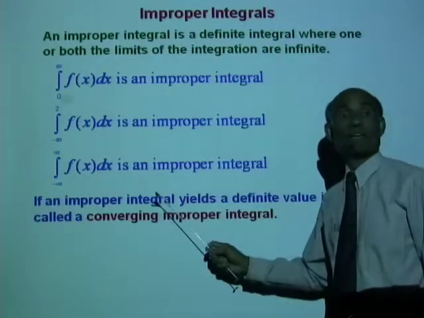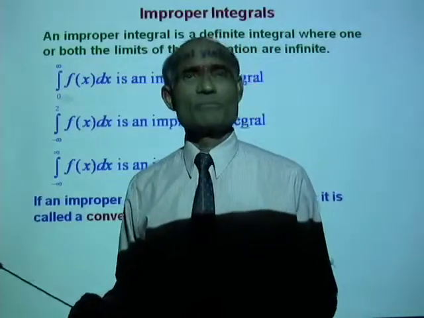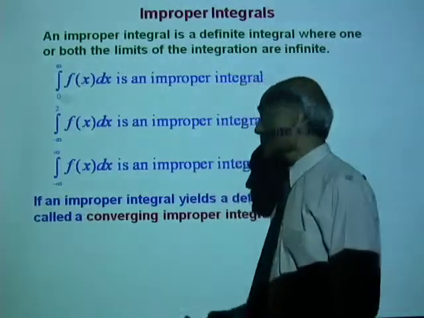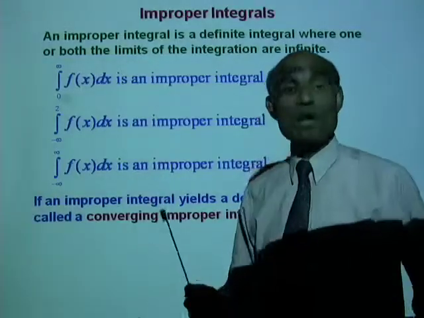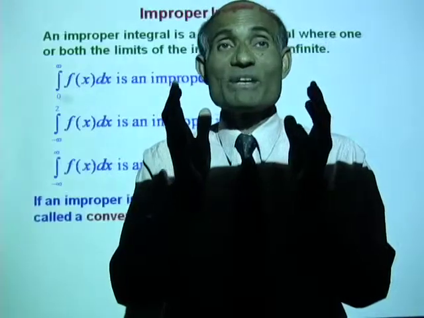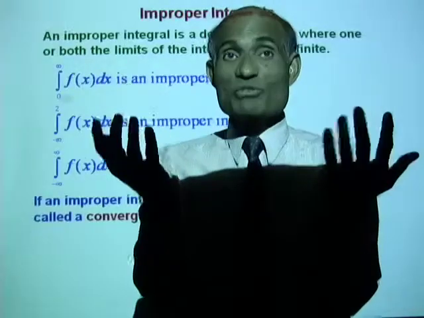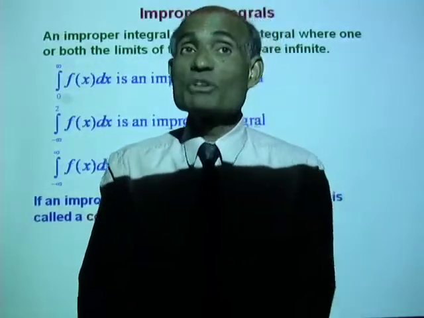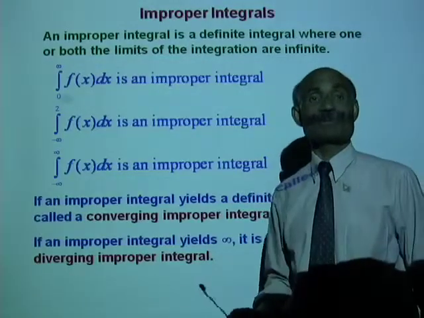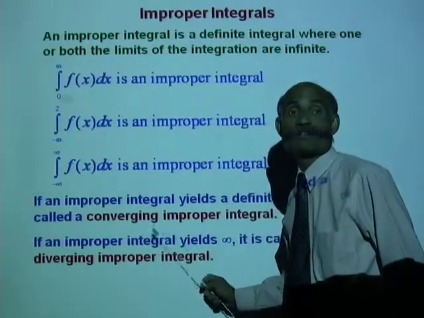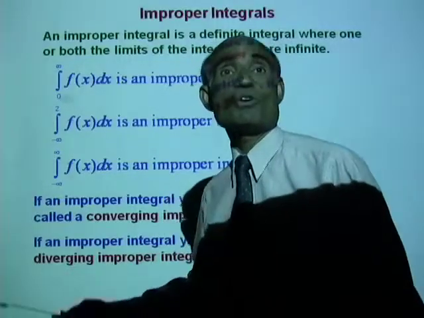Now, will an improper integral yield a definite value? Well, some of them do. So, if an improper integral yields a definite value, then it is called a converging improper integral. That type of improper integral will converge to a particular value. In other words, that improper integral has a definite value. But some others don't have a definite value, and such integrals are called diverging improper integrals. So improper integrals can be converging or diverging, and we will test some of these integrals for convergence or divergence.